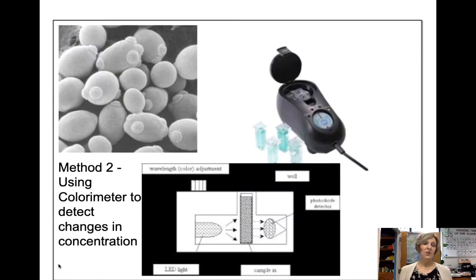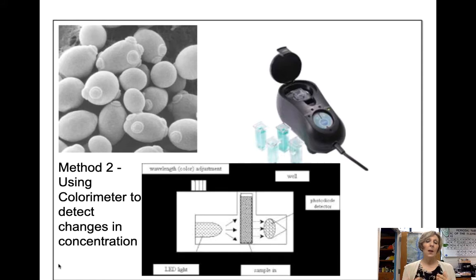Another way that we can do that is we can estimate using a colorimeter. A colorimeter is going to measure changes in concentration, right? The light that is going through the detector. And so as the population grows more, it's going to become more cloudy, so less light would go through, and that gives us an indication of this.